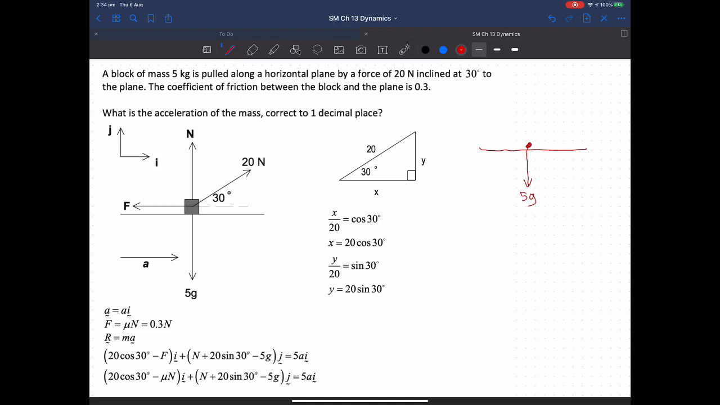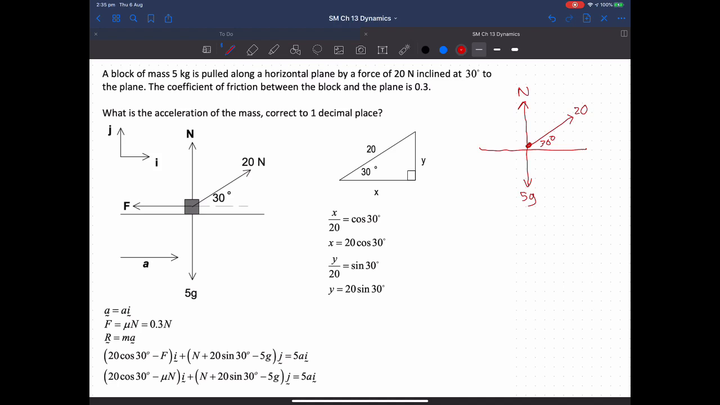downwards. That means I have the normal reaction operating perpendicular to the surface. We're told that it's being pulled along by a force, and the force of 20 newtons is inclined at 30 degrees to the horizontal. So I have 20 as a force going upwards at an angle of 30 degrees.